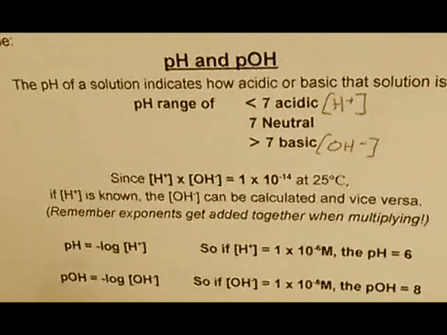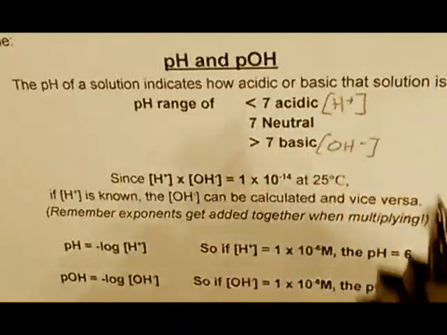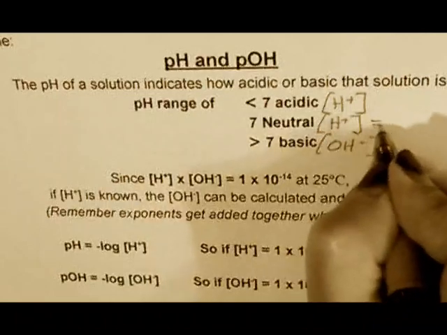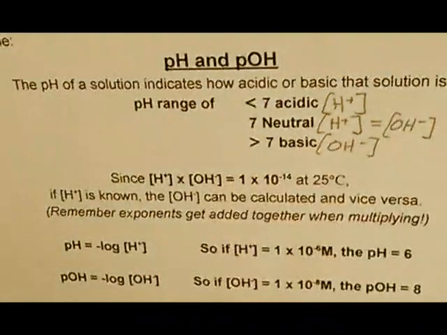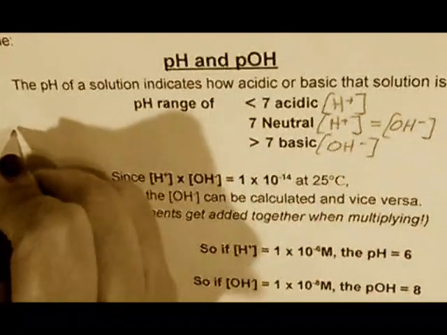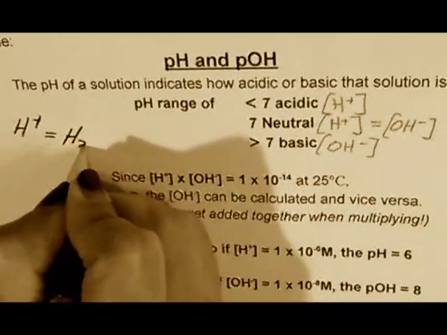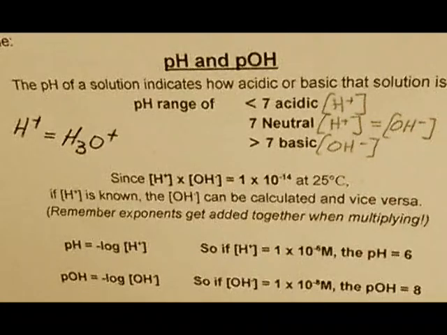And if you are basic, you have a higher hydroxide ion concentration. And then, of course, if you're neutral, this is all according to the Arrhenius theory, we know the hydrogen ion concentration is equal to hydroxide ion concentration. Okay? So, as another refreshment, remember hydrogen ion concentration and hydronium ion are equivalent species. They mean the same thing.